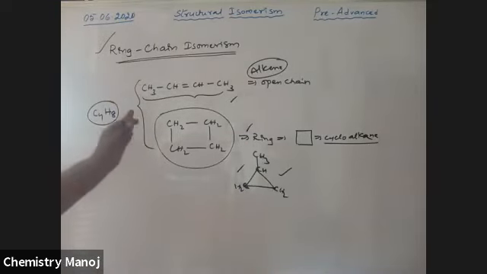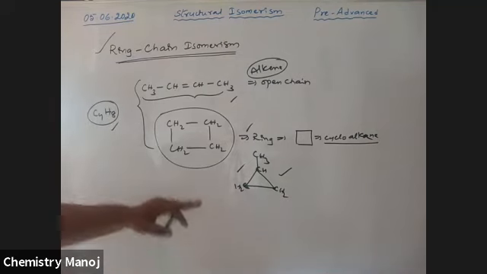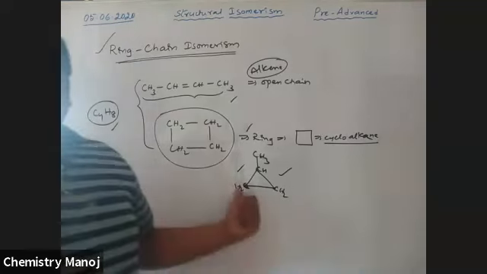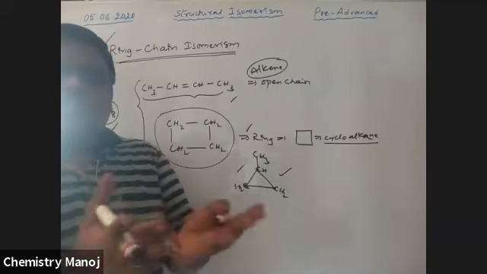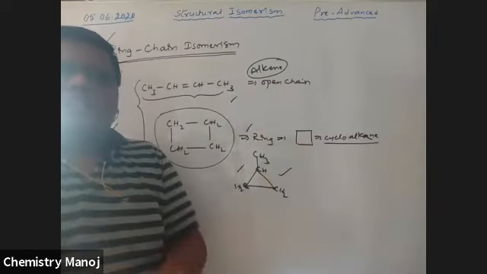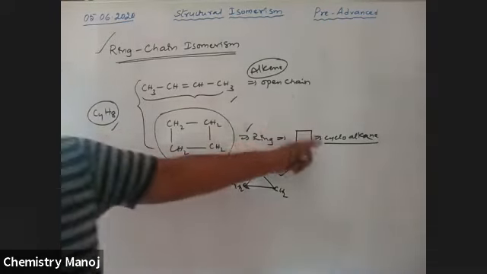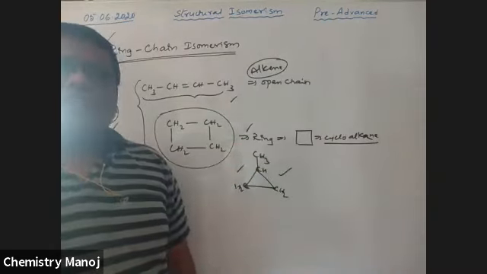That means open chain compounds are converted to ring compounds, and ring compounds are converted to open chain compounds. That is why these are considered ring chain isomers. Okay. So it is a very, very important and simple one. Open chain and ring compound: the ring is changed to open, open is changed to closed. That is why ring chain isomerism exists. Alkenes and cycloalkanes are examples of ring chain isomers.